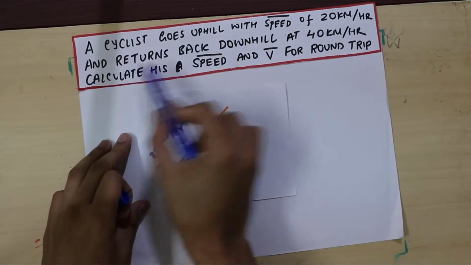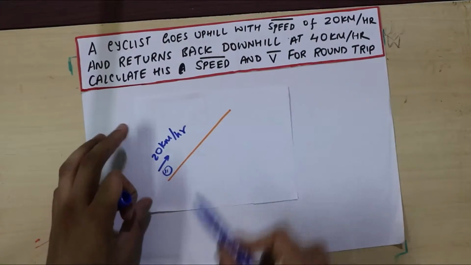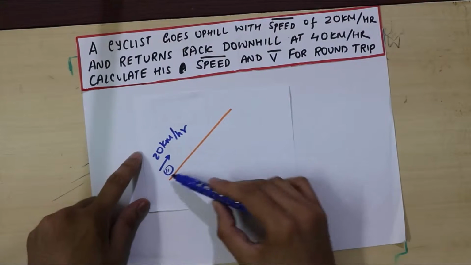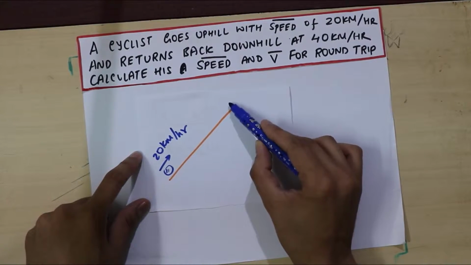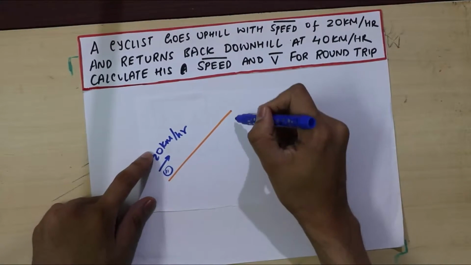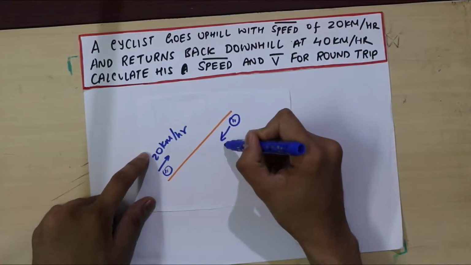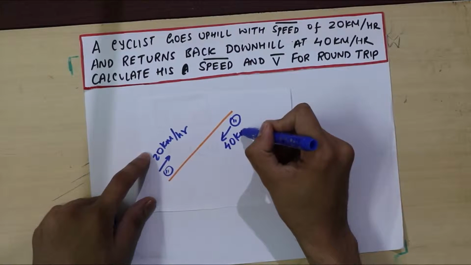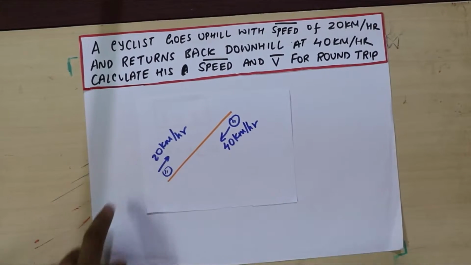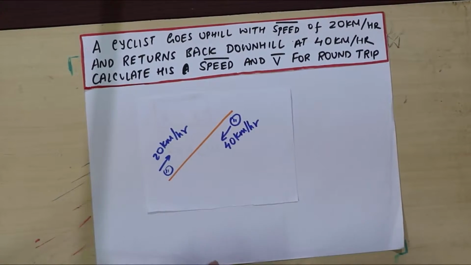and then returns back downhill at 40 kilometers per hour. So we're going to make an assumption that he just goes zoop and then immediately returns back. So I'm going to draw the returning over here, and he returns back this way, 40 kilometers per hour. And we need to calculate his average speed and average velocity.